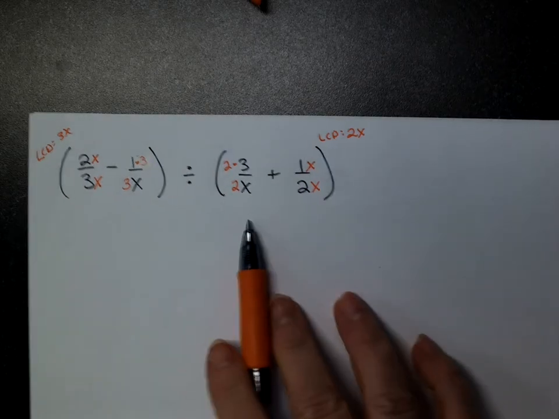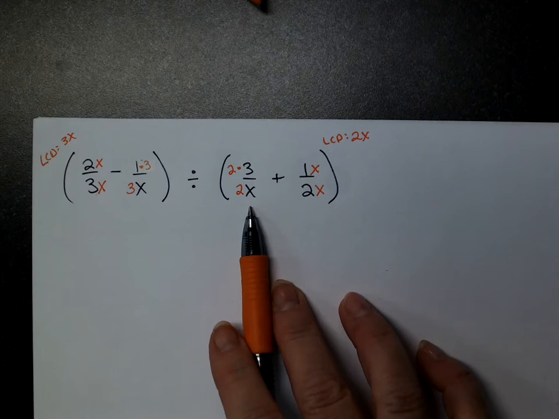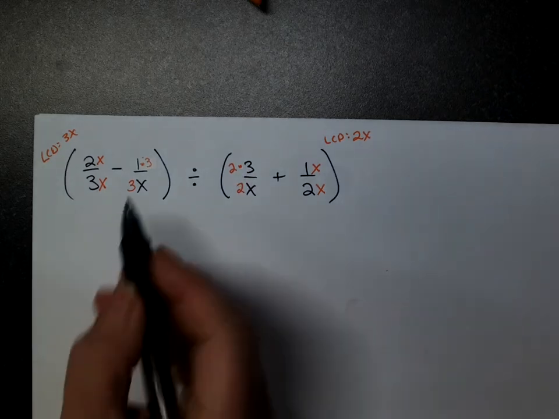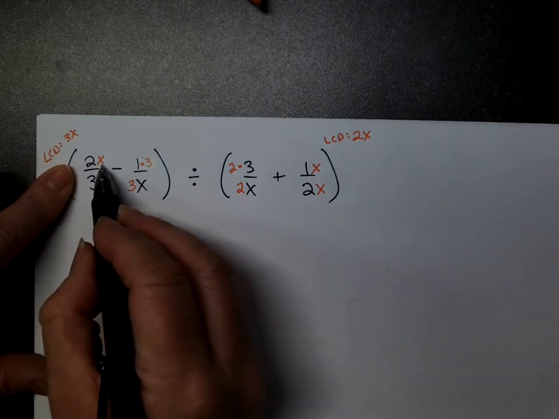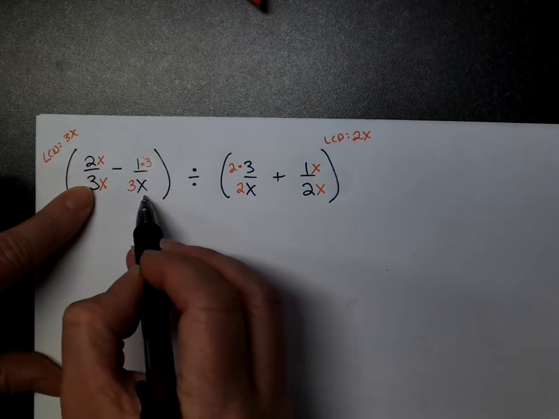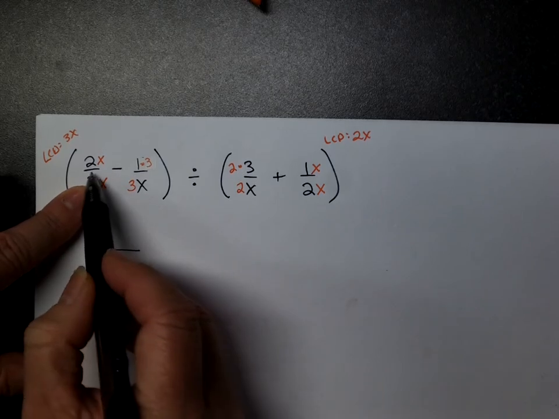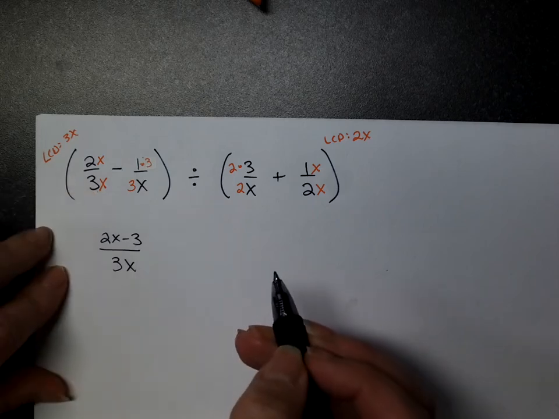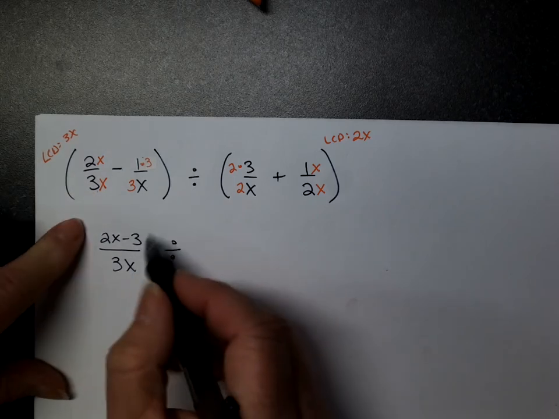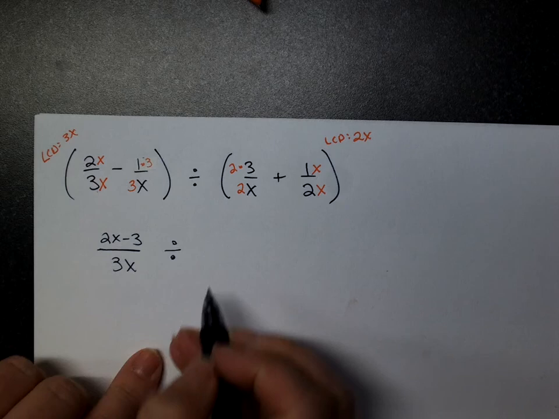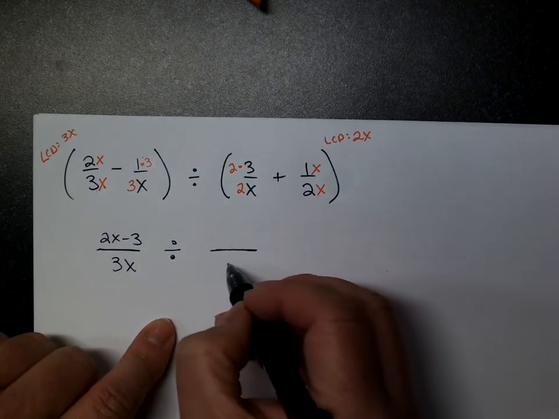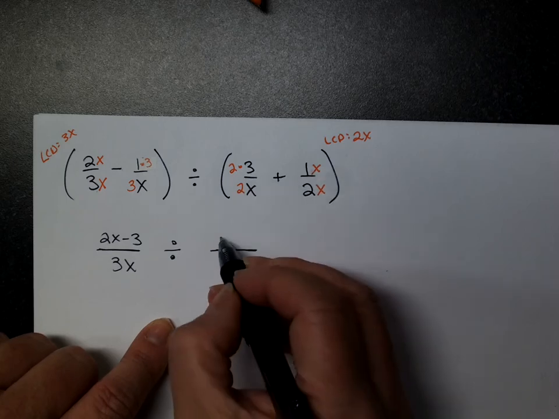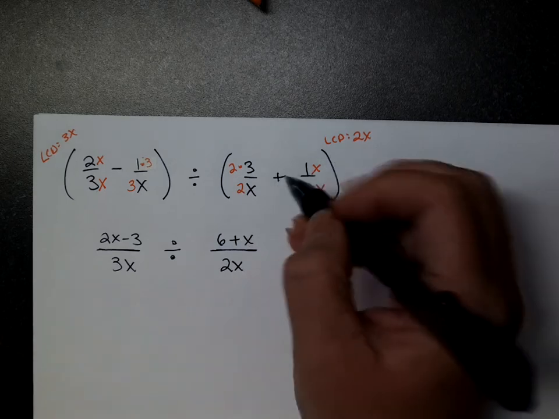So I make the bottom match the LCD, and then whatever I had to do to make that happen, I did this exact same thing on top. So now these are common denominators, 3x, and on top I have 2x minus 3. Divided by, I don't need the parentheses now because I changed it into a single rational. And here, I've got my single rational with 2x on the bottom, and my top is? 6 plus x. Yes, 6 plus x.